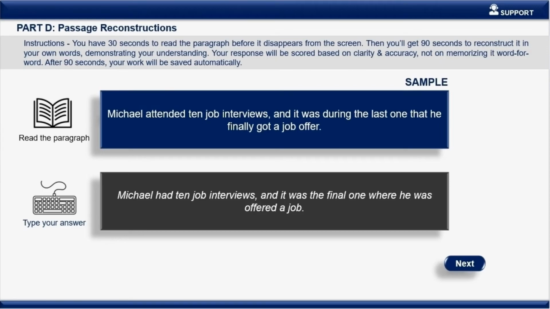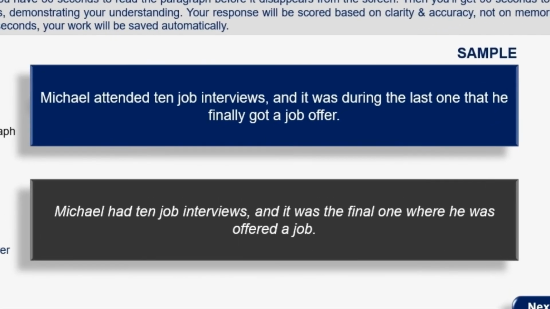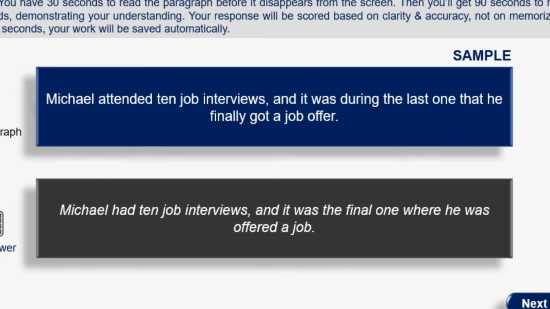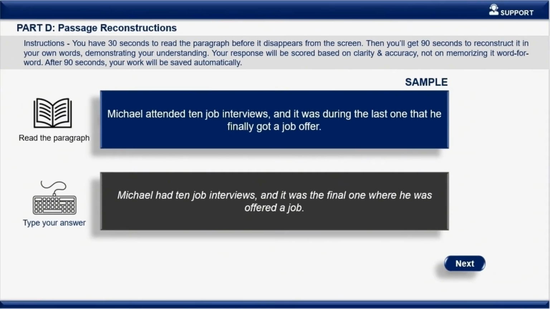Part D. Passage reconstructions. You have 30 seconds to read the paragraph before it disappears from the screen. Then you'll get 90 seconds to reconstruct it in your own words, demonstrating your understanding. Your response will be scored based on clarity and accuracy, not on memorizing it word for word. After 90 seconds, your work will be saved automatically. For example, you read the on-screen text for 30 seconds. Then, the text disappears. Next, you reconstruct the paragraph in your own words, and you have 90 seconds to do that.